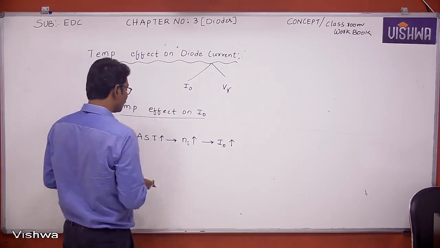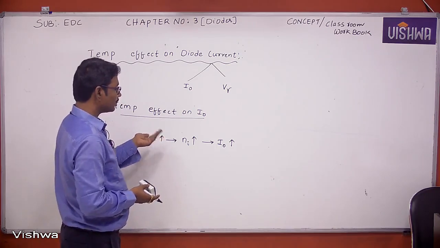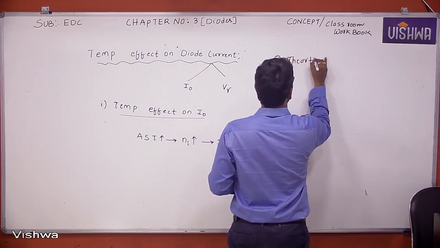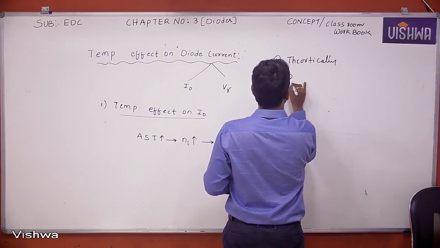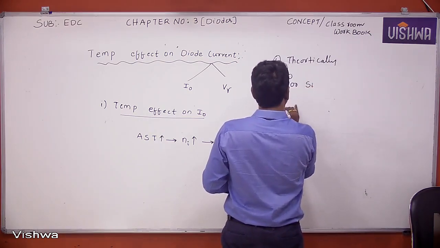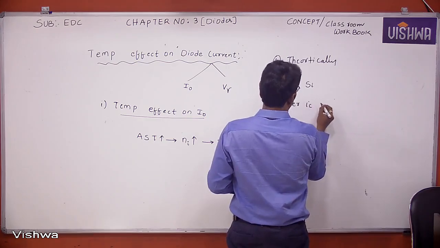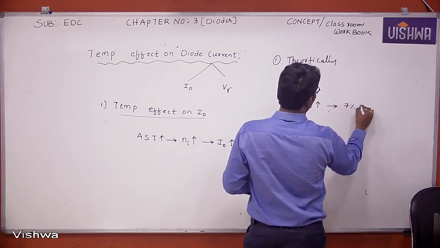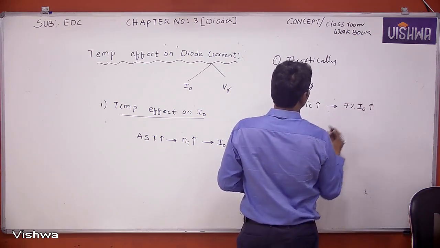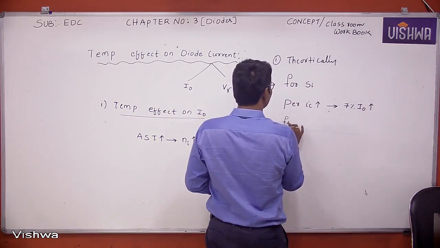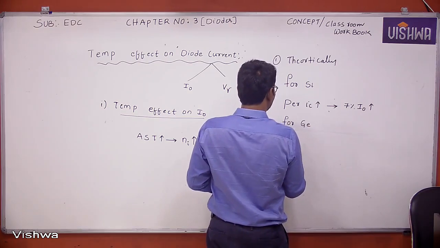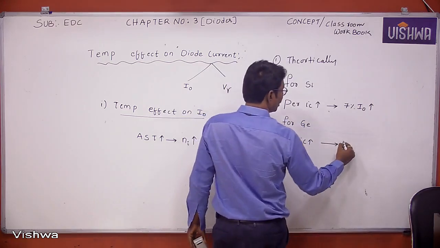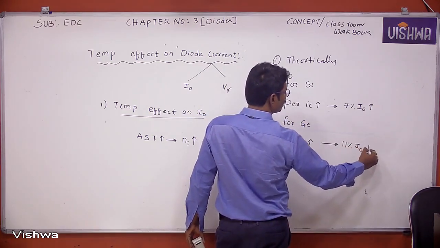See how it is affected. When the temperature rises, reverse saturation current rises. First we will discuss it theoretically. For silicon, per 1 degree rise of temperature, 7% of reverse saturation current is increased. Similarly for germanium, per 1 degree rise of temperature, 11% of reverse saturation current is increased.